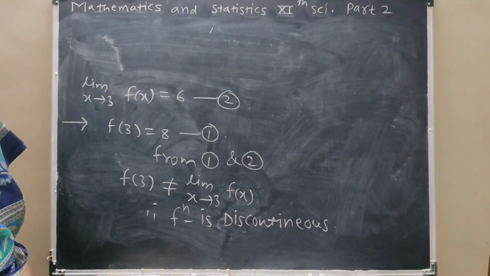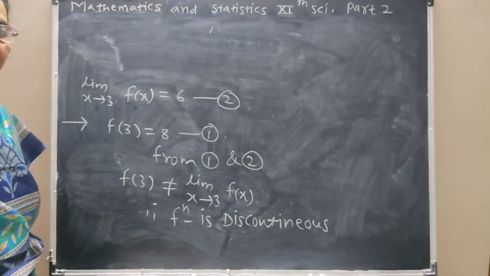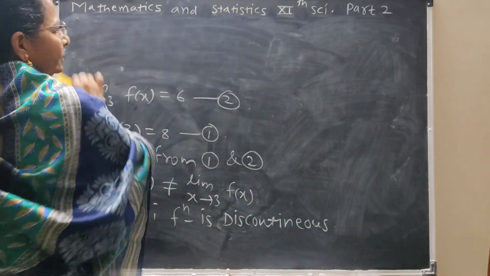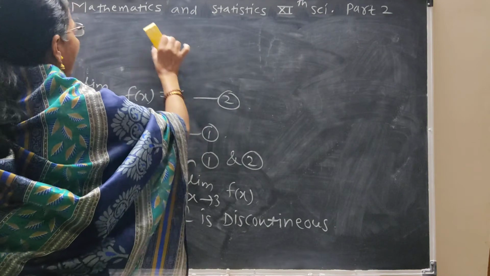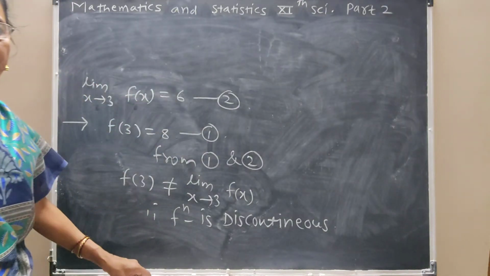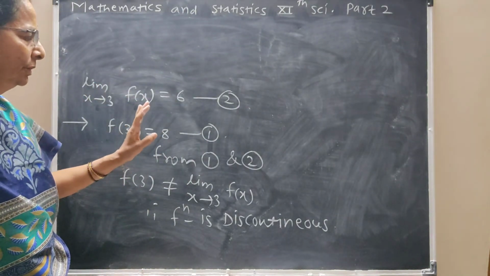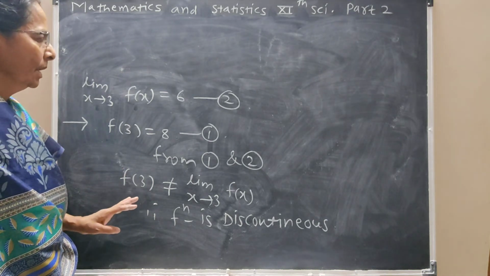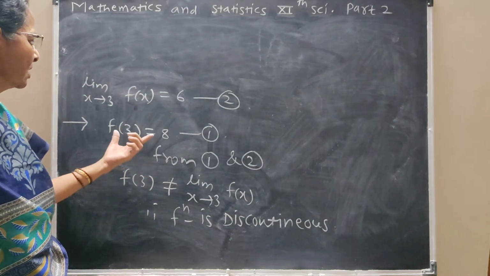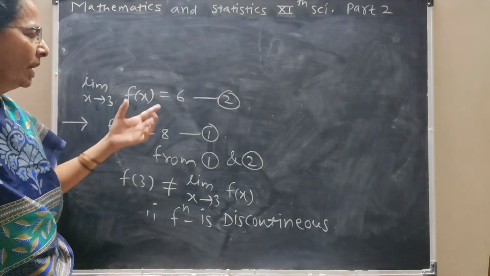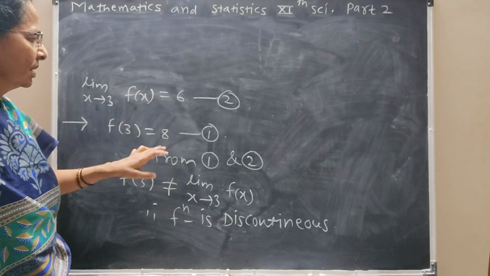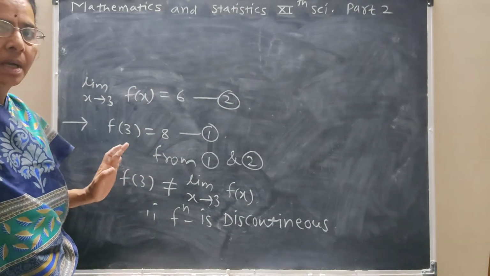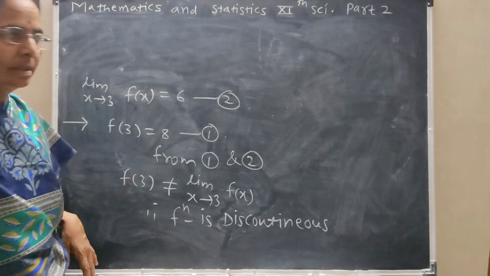For solving continuity questions, we have to observe the LHS and RHS. If the RHS are the same, the function is continuous. If the RHS are not the same, the function is discontinuous. For that, form equations 1 and 2. By solving, look at the RHS. Not equal, function is discontinuous. Equal, function is continuous. Here, the function is discontinuous.